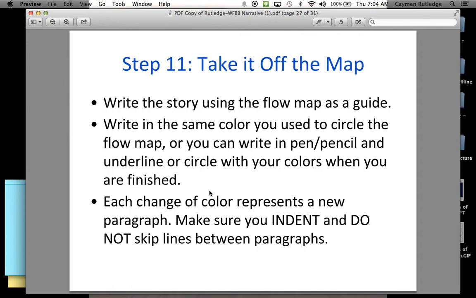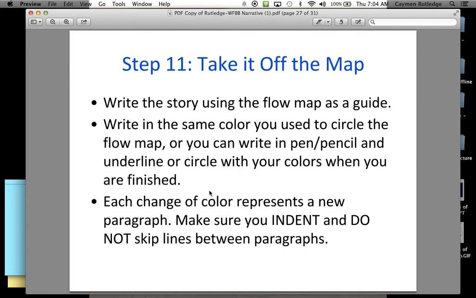The last bullet point on this says each change of color represents a new paragraph. Make sure you indent and do not skip lines. So make sure you indent. That means that 2-finger rule that you learned in elementary: put 2 fingers on the end so you can have that space in between the margin, that red margin line, and the start. Okay, so you are writing your paper now.